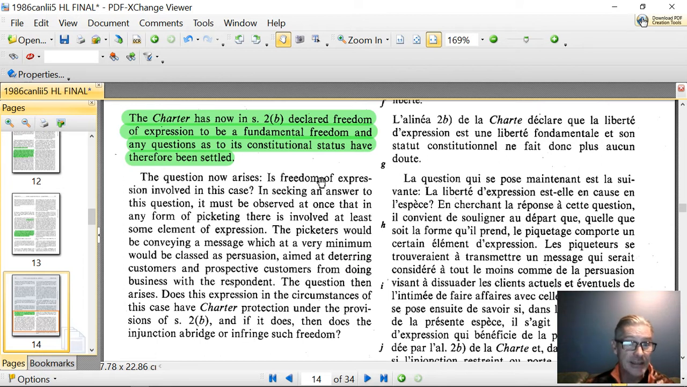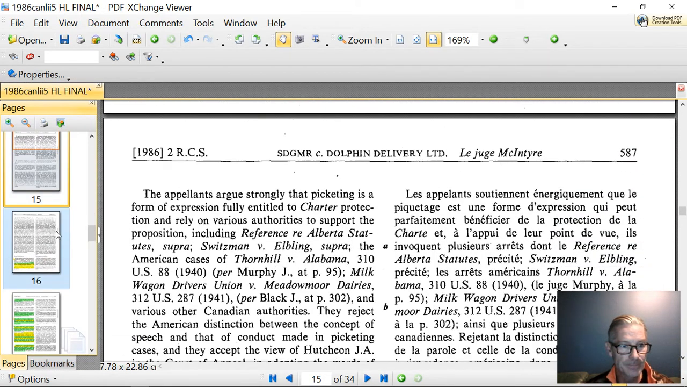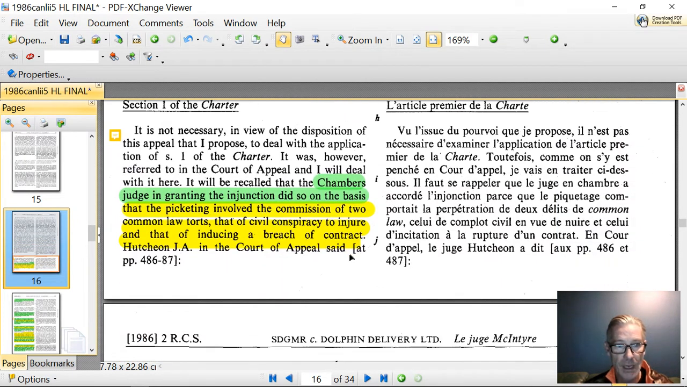The Charter has now, in Section 2B, declared freedom of expression to be a fundamental freedom, and any question as to its constitutional status has therefore been settled. Period. End of story. That's the way they think. Section 1 of the Charter. The Chamber's judge, in granting the injunction, did so on the basis that the picketing involved the commission of two common law torts, that of civil conspiracy to injure and that of inducing a breach of contract. So they induced the breach of contract, which was intended and planned. It was a conspiracy to injure, to get their way.